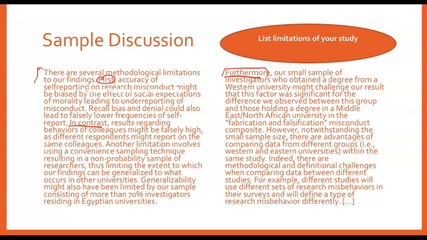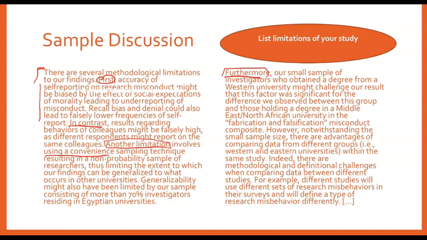So let's get back to this example. There are several methodological limitations to our findings. First, accuracy of self-reporting, and so on, in contrast, and so on. So another limitation, that's what I was looking for. I couldn't find it earlier. Another limitation involves using a convenience sampling technique. Well, if you've ever done any work around statistical or research methods, that's always a big setback. Sometimes this can't be avoided because convenience sampling is the only thing that you can do.